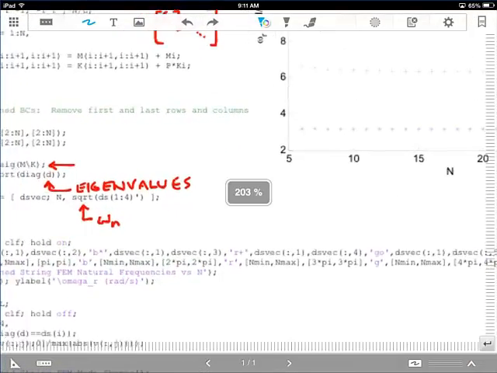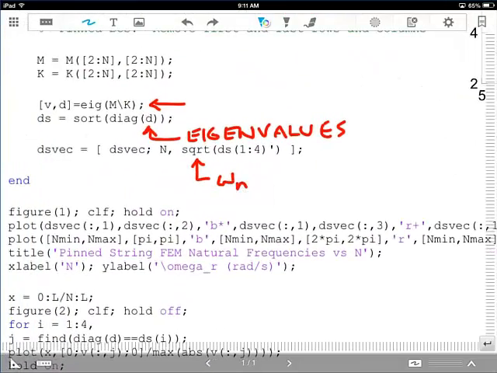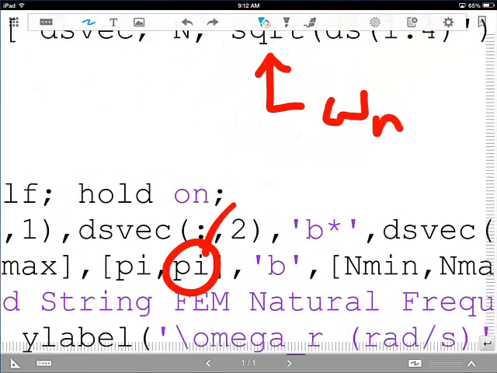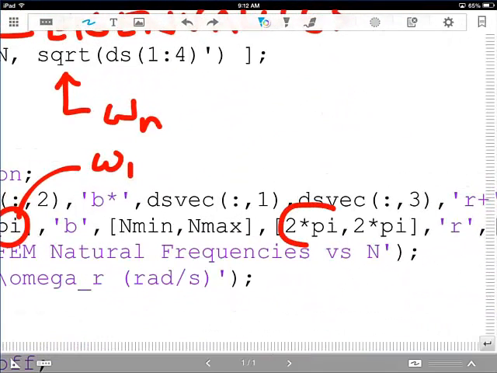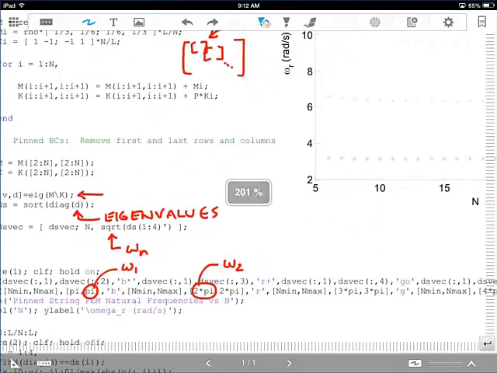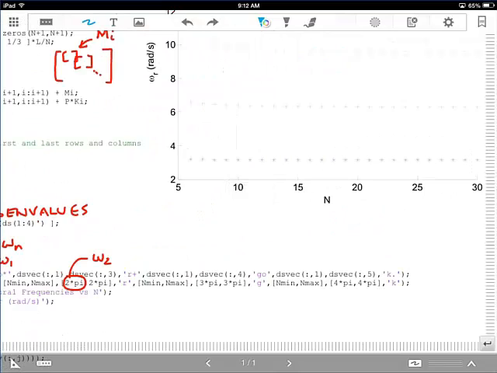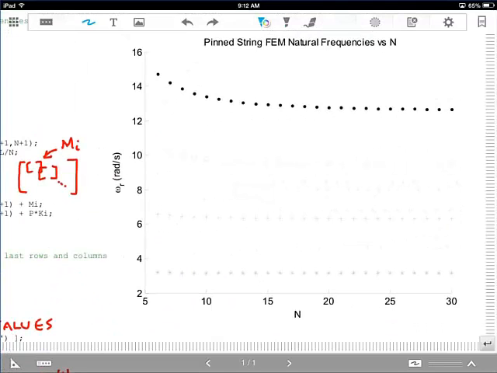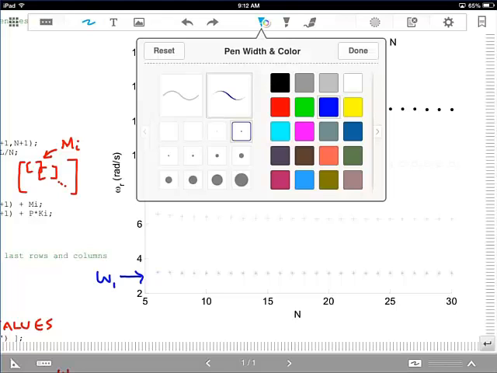Now, for some reason, I did plot some lines here. At pi, this would be omega 1, the first natural frequency we know from the theoretical. 2 pi is omega 2. And for some reason it didn't show up here. There should be lines over here. There should be a blue line that goes over here at pi. This is omega 1. There should be a red line. I'm not sure why they didn't show up here.